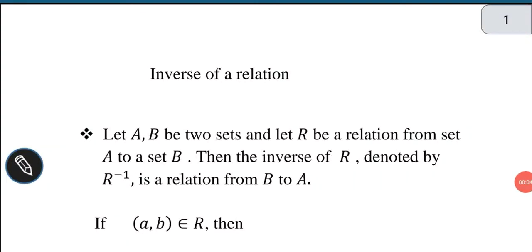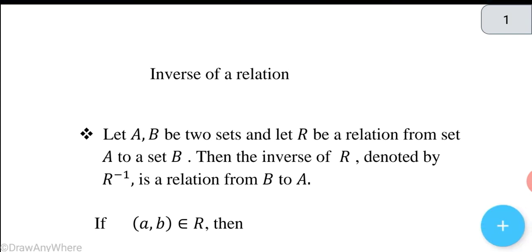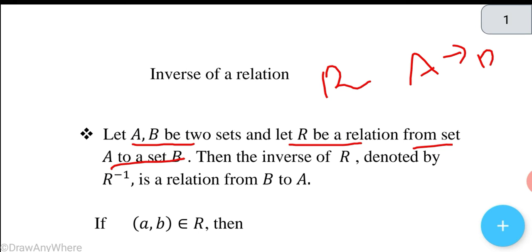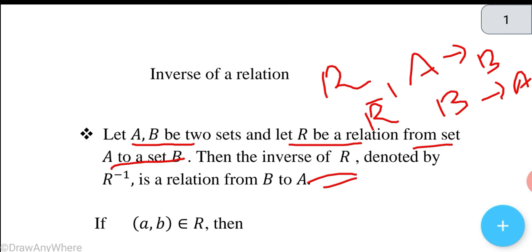Inverse of a relation. Let capital A and capital B be the two sets, and let capital R be a relation from set A to set B. Then the inverse of R, denoted by R inverse, is a relation from B to A. So if R is the relation from A to B, then the inverse relation R inverse is a relation from B to A.